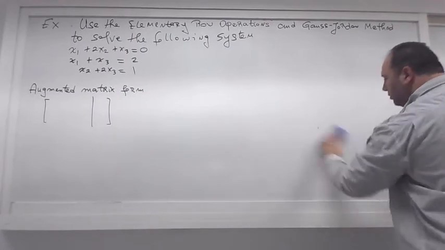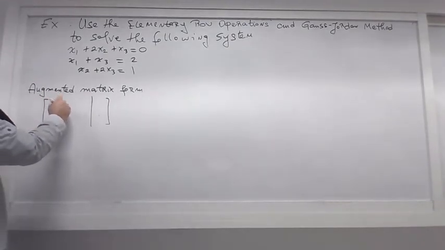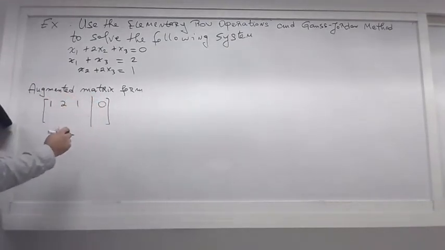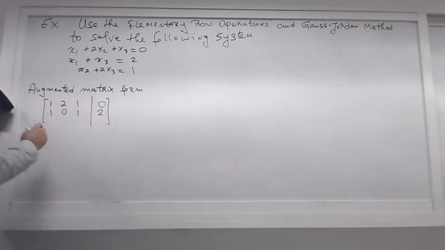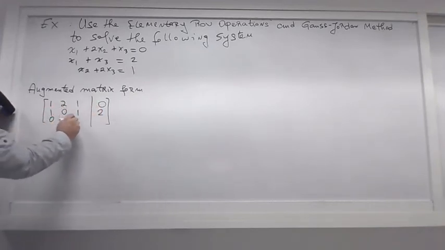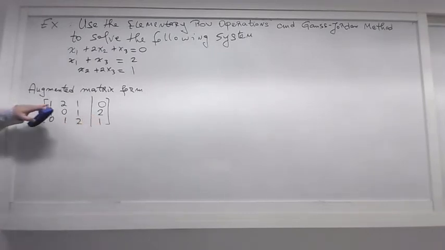So you see some systems, they just don't have solution. What can you do? So we have 1, 2, 1, 0 on the other side, 1, 0, 1, 2 on the other side, and 0, 1, 2, 1. Okay, cool. Again, we are lucky, we have our leading entry 1.